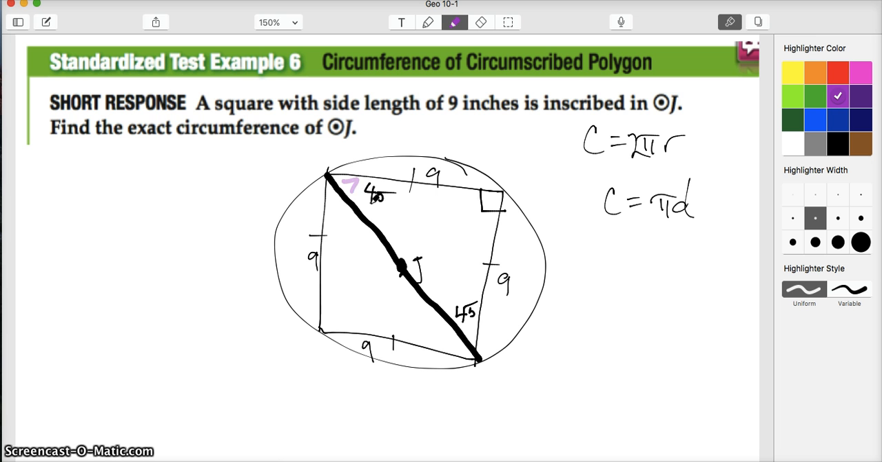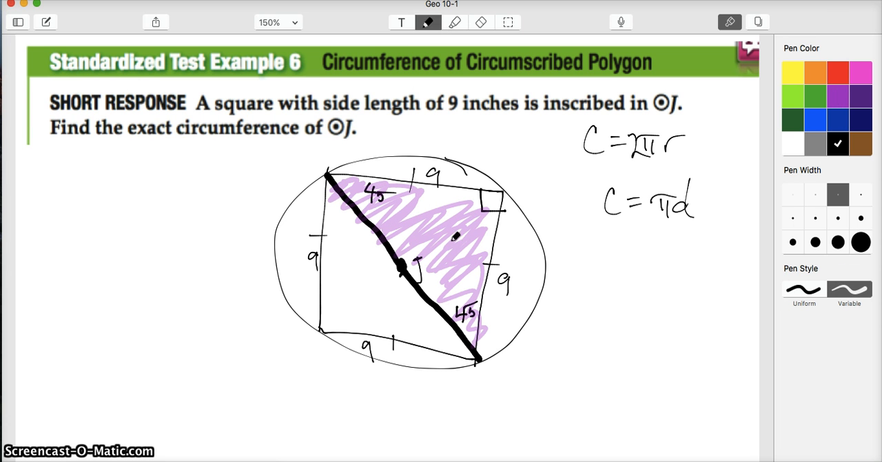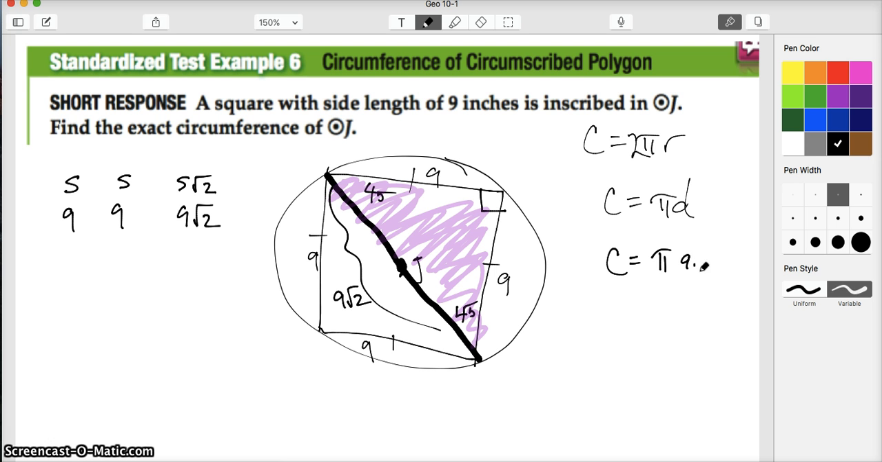And if we look at this special triangle right here that I'm shading in purple or pink or whatever color this is, we know that we can automatically get this length because they have the relationship s root 2 from back in chapter like 8 or something. So 9 root 2 would be the length of the sides. So the length of this whole side, the diameter, is 9 root 2. And so if I'm looking for the circumference, it's going to be pi times 9 root 2.